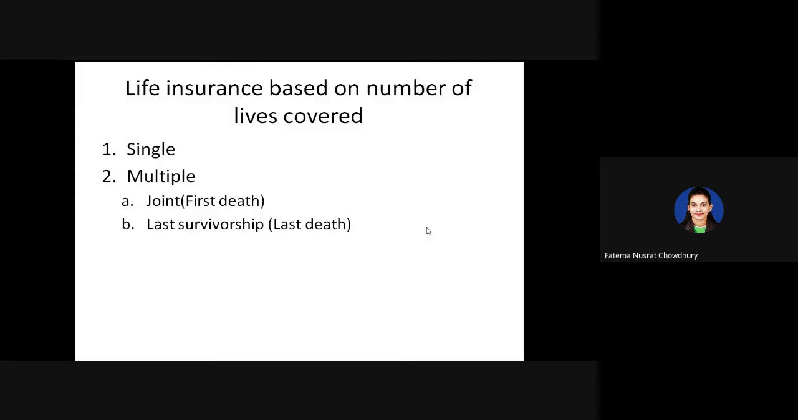And multiple is also categorized into two categories. The first one is joint and the last one is last survivor. Joint means whenever there are multiple insured, the claim starts on the first insured's death; that is known as joint. But if the claim starts after the death of the last insured, it is known as last survivorship.